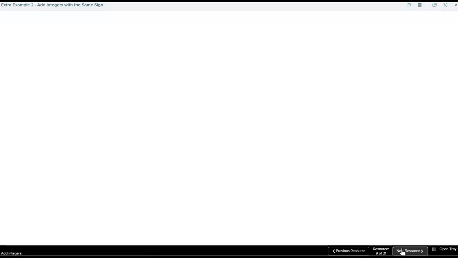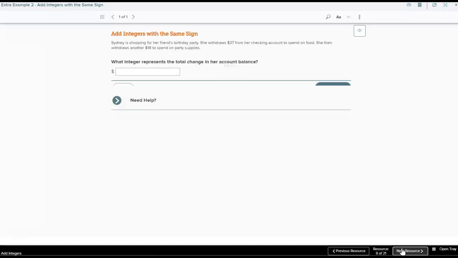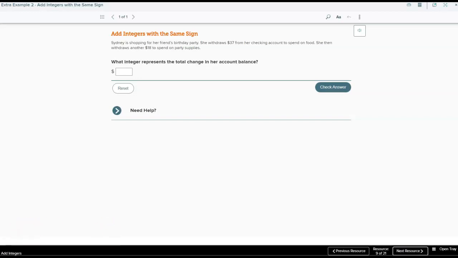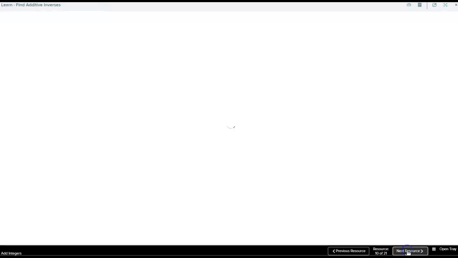Let's look at another example. Sydney is shopping for her friend's birthday party. She withdraws $37 from her checking account to spend on food. She then withdraws another $18 to spend on party supplies. So she's subtracting 37 and then subtracting another 18. So her checking account went down by $55. So it's a negative $55.